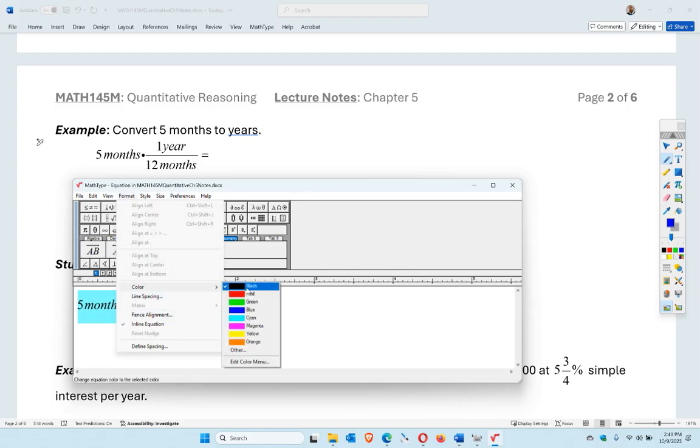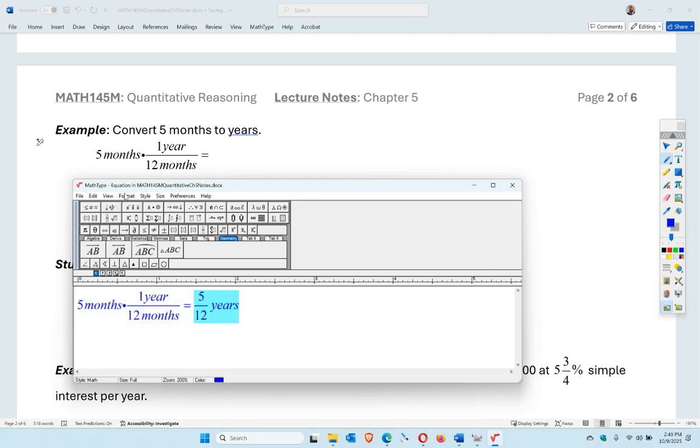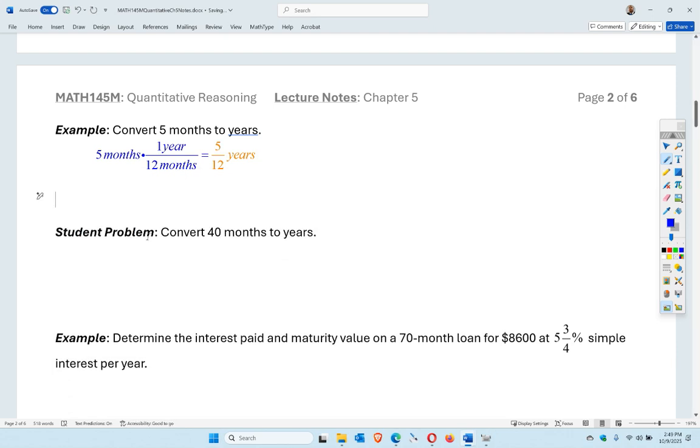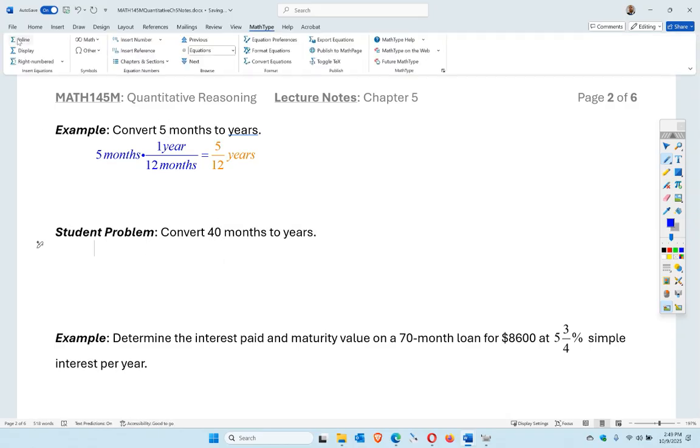So format color blue, and that is our years we would use in the formula essentially, because the formulas ask for years, right? So that's less than 1 year. But what if it was more than 1 year? Would that really make a difference? I mean, I guess. So let's do the same thing, right?